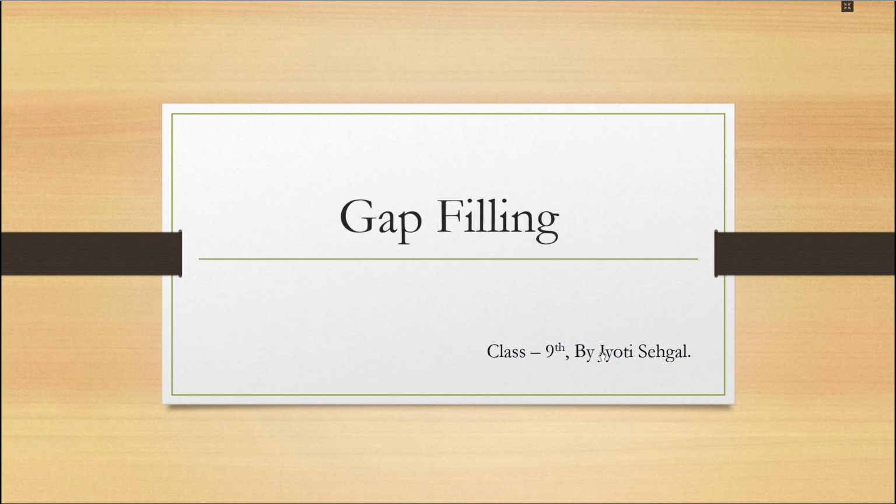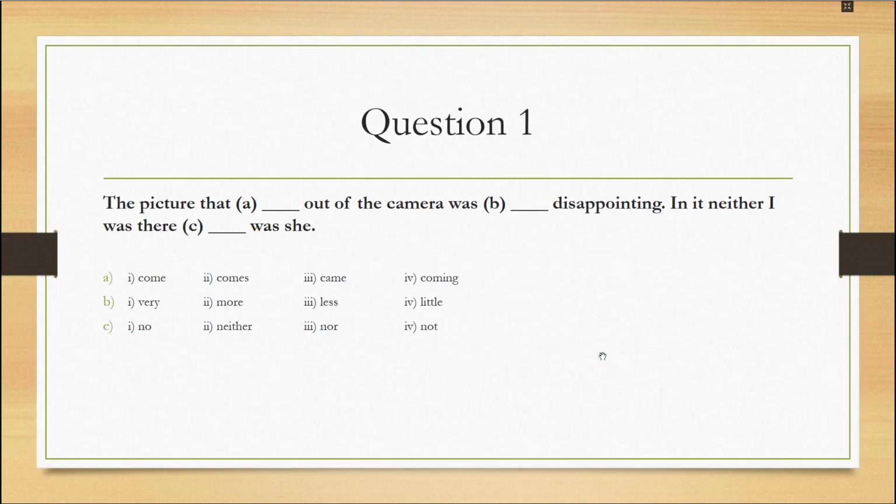The picture that dash out of the camera was dash disappointing. In it, neither I was there, dash was she. There will always be options given for each blank. So we have to fit each and every word, just to check whether it will be suitable or not. The words for the first blank are come, comes, came, coming. For the second blank: very, more, less, little. And for the third: no, neither, nor, not.